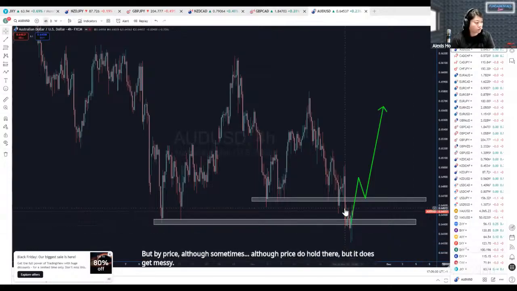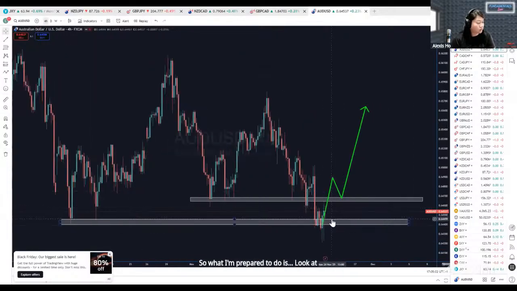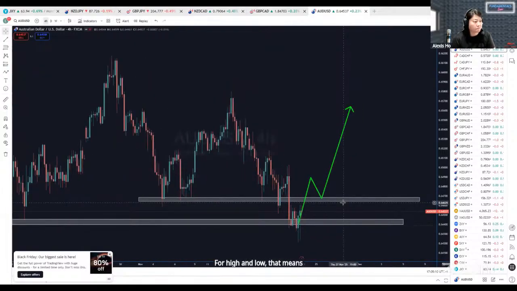So what I'm prepared to do is look at the Aussie dollar chart. If it does give me some sort of reversal, I would like to see a first higher low. That means the initial retracement for a start of a trend. And then I would take a small risk to trade from here. Yep, so it is really reversal trading.